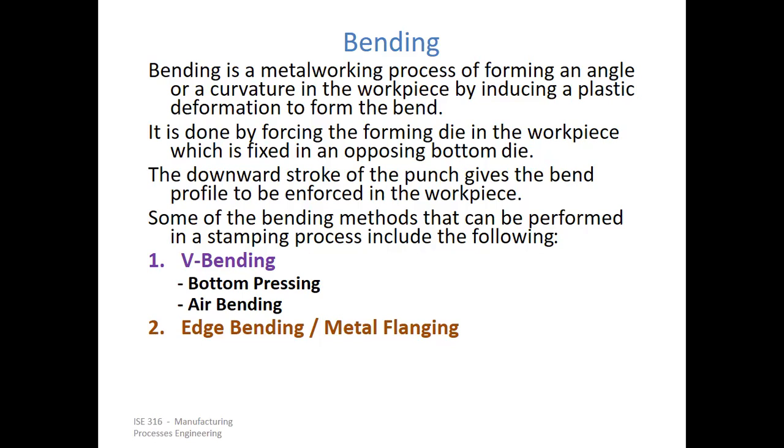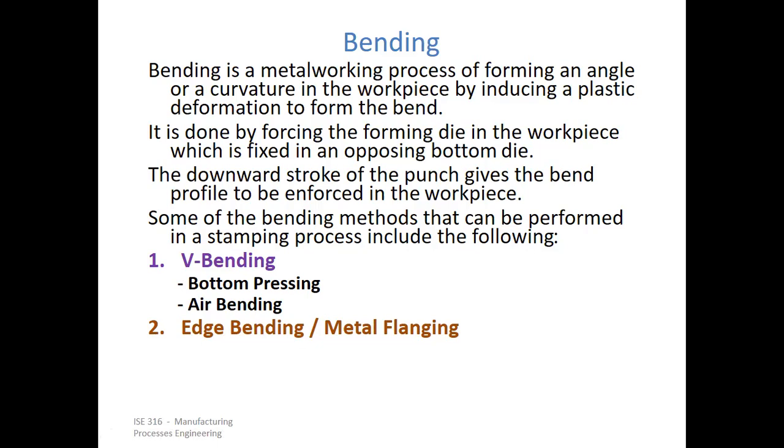So the downward stroke of the punch, here you see, gives the bend profile to be enforced in the workpiece. So it's the downward punch which is the productive stroke, isn't it? That's where changes are taking place. Some of the bending methods that can be performed in a stamping process include the following. We have what is called V bending, and another called edge bending or metal flange. In V bending you also have two types: bottom pressing and air bend. The difference is that in bottom pressing you have a supporting surface at the bottom of the workpiece.